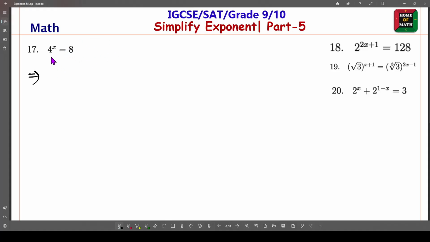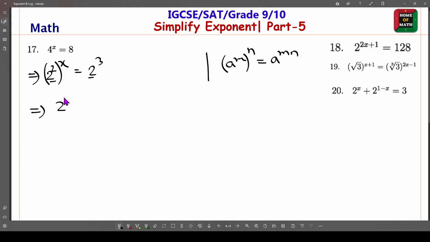So first, this one we can write as 2 squared to the power x equals 8, and 8 we can write as 2 to the power 3. Why are we writing like this? Because we have to find a similar base. So 2 squared means 4 and 2 cubed means 8. We know (a to the power m) to the power n means a to the power mn.